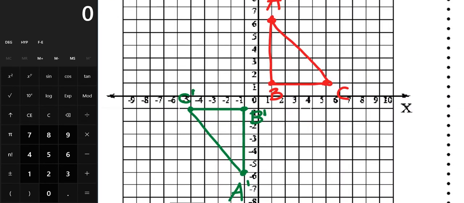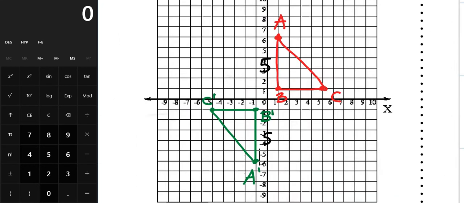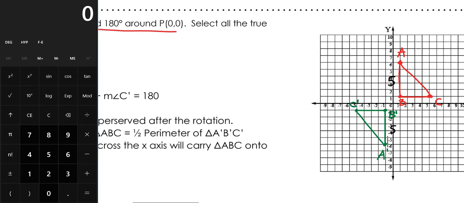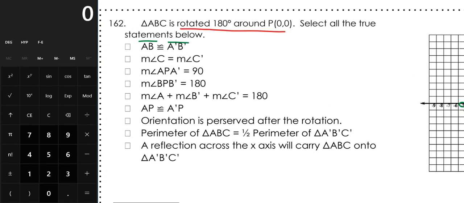Right now, AB, which is from 1, 1 to 1, 6, has a length of 5. A prime, B prime goes from -1 to -6. And again, it's a length of 5. Your figure just rotated. It didn't grow. It didn't shrink. So, of course, the before and after side lengths should be the same. So I'm going to say, yes, that's true. AB is congruent to the image A prime, B prime.